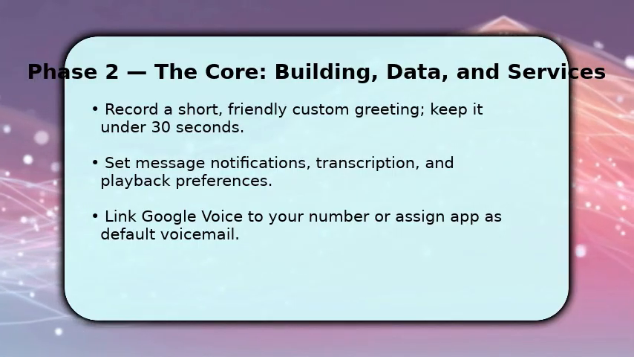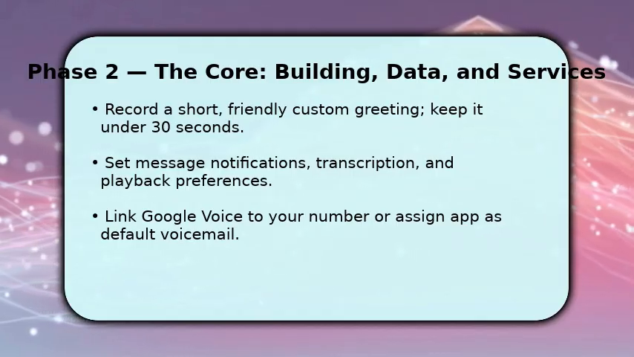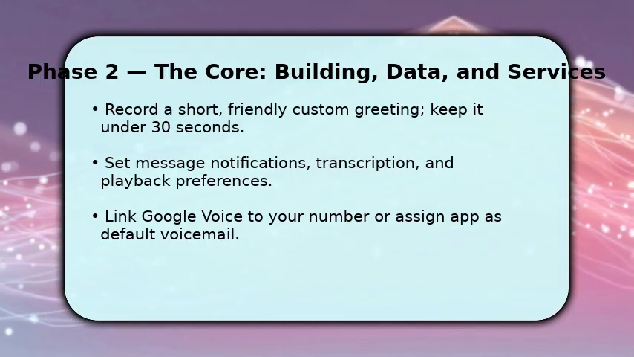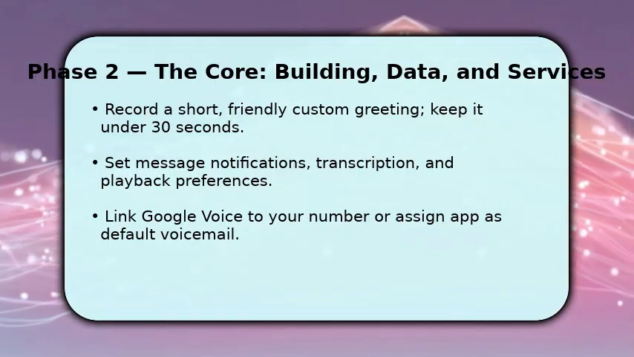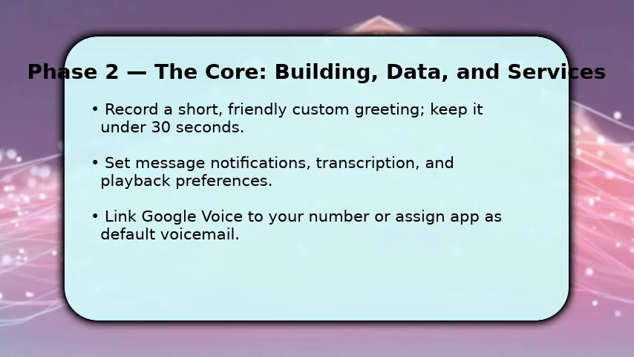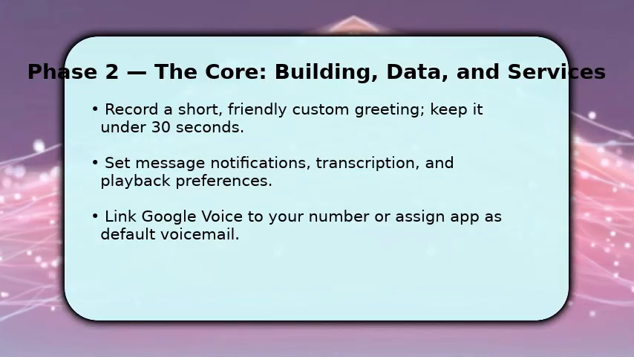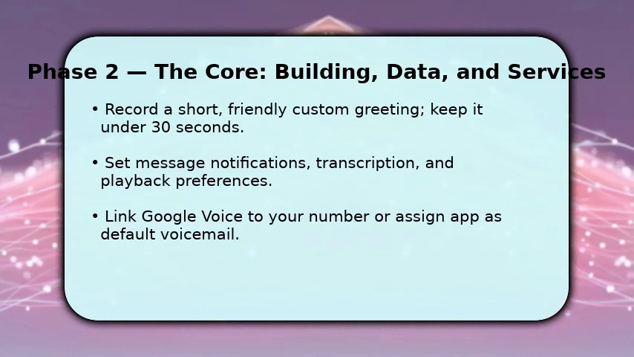If you use Google Voice, link your carrier number and forward calls. If using the phone's app, assign it as the default voicemail handler. Make sure message storage and background data are allowed, so messages sync reliably. This is why you granted permissions earlier.